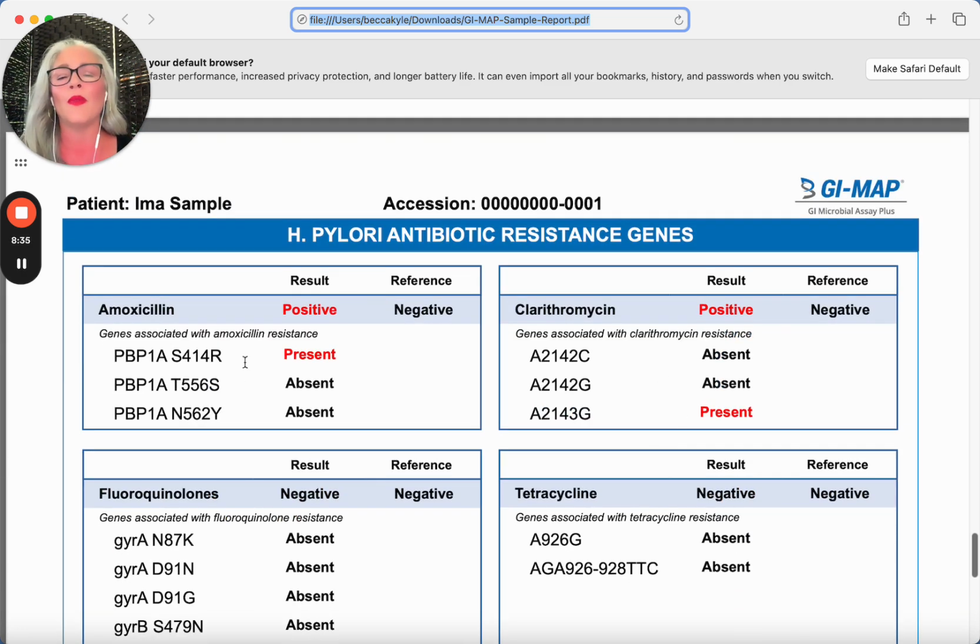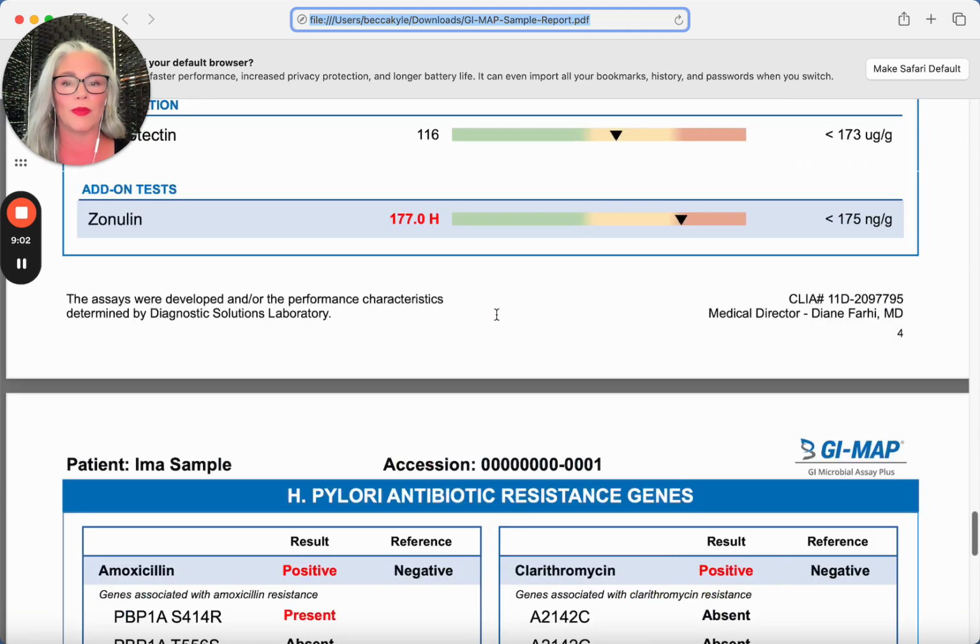Now, on this last page here, this shows H. pylori antibiotic resistance genes. So if you were to choose to go to your doctor and ask for an antibiotic to fight off H. pylori, which really doesn't work very well, but if that was your choice, then these antibiotics would not be great options because your personal H. pylori has these antibiotic resistant genes. So it's just more data to arm yourself with in order to create your best health.